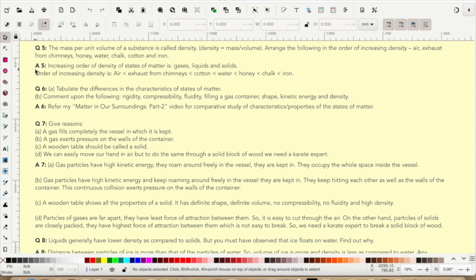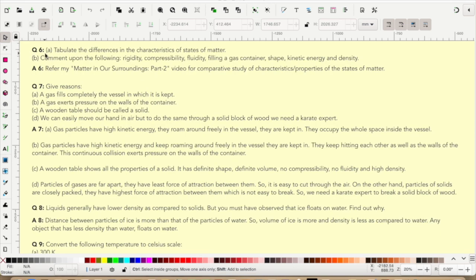The answer is, we know that in a given volume, solids have maximum number of particles. Means their mass will be maximum as compared to liquids and gases. So their density will also be maximum. So the order of increasing density of states of matter is gases, then liquids and solids. So order of increasing density will be air, then exhaust from chimneys, then cotton, then water, then honey, then chalk, and finally iron.